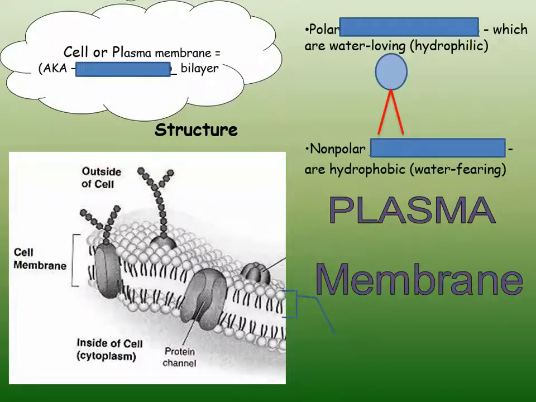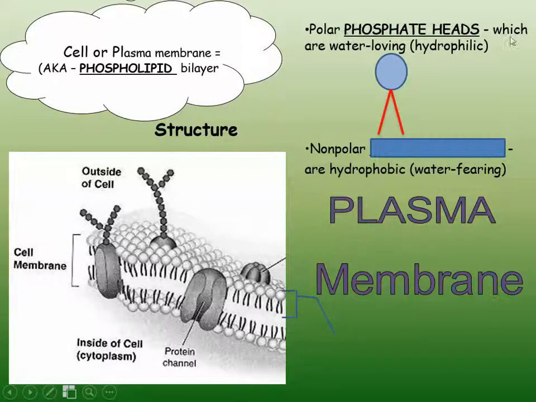Alright, so the cell or plasma membrane, which is also referred to as the phospholipid bilayer. And we're going to go into why that is. It's called a phospholipid because that's what makes up the plasma membrane, right? So this structure here, the polar phosphate head, which is a water-loving molecule, which is going to be hydrophilic, right? This is a phosphate molecule that makes up the cell membrane. So that's going to be the phosphate. They call it a head because if you see down here, it's what's on the very outside.